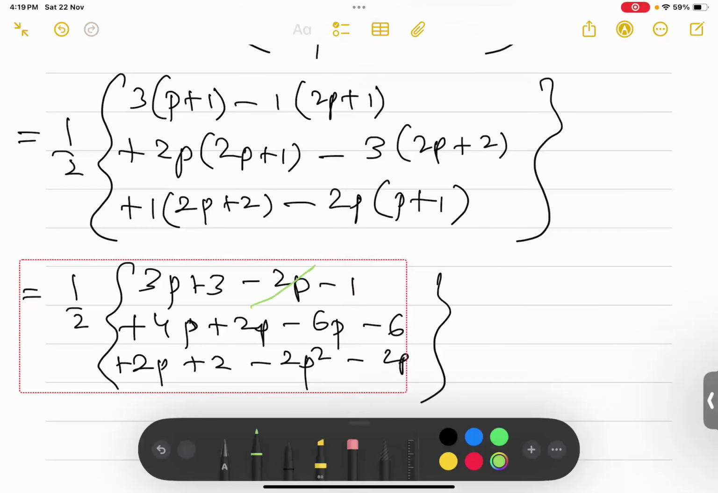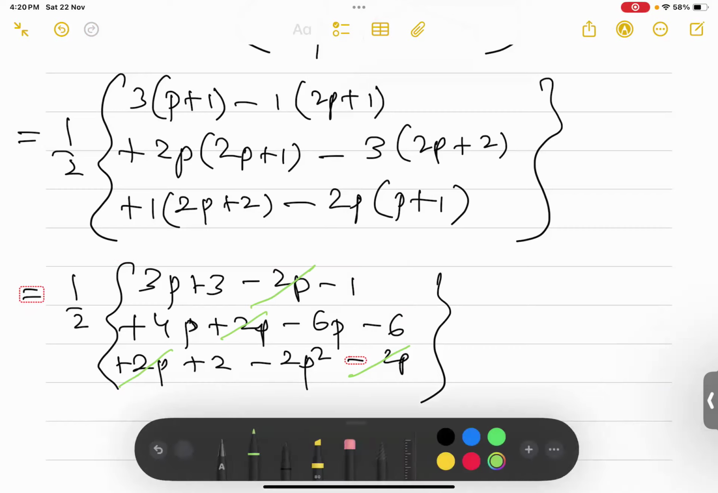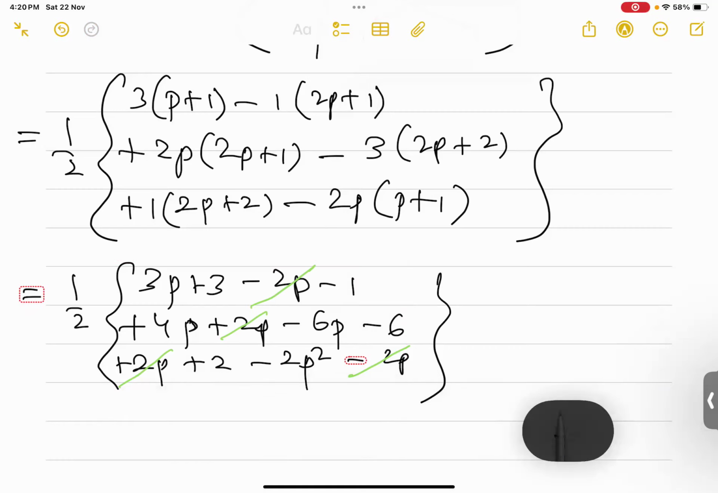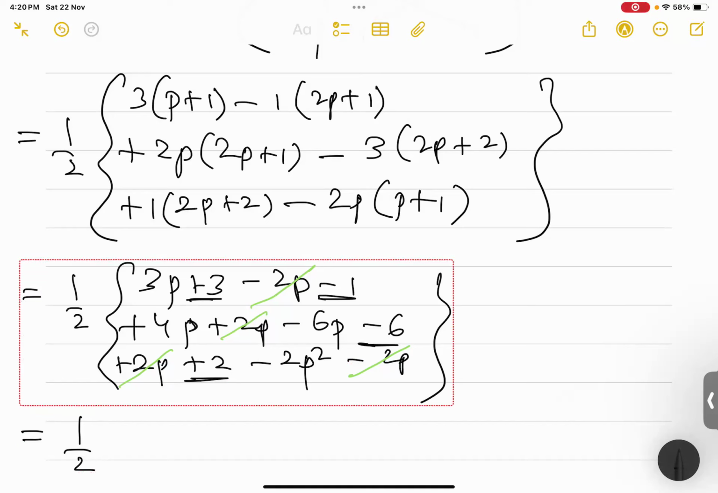So 2p and 2p is gone. This 2p and this 2p is gone. Okay. So this will be half. 3 minus 1 is 2, 2 plus 2 is 4, 4 minus 6 is minus 2. Okay, so this is what we have got first.